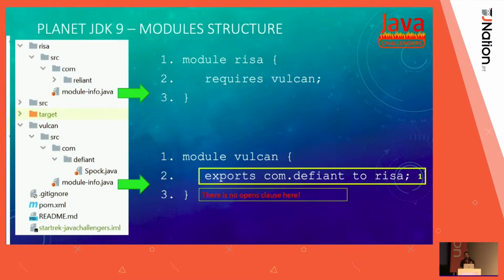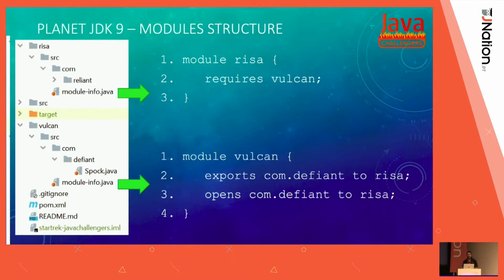Like in the modules feature, we can use the opens clause. The opens clause will open the package for us to access via reflection. So here it's totally fine. If we added this clause to the module Vulkan, we would be able to use the private method via reflection.